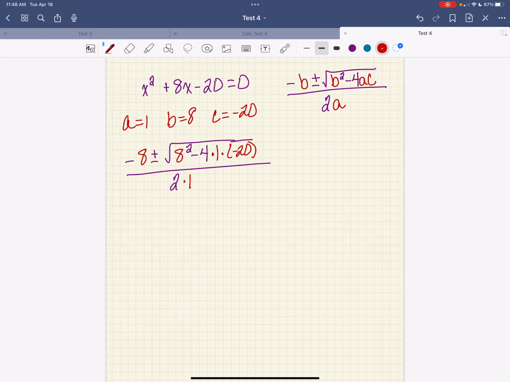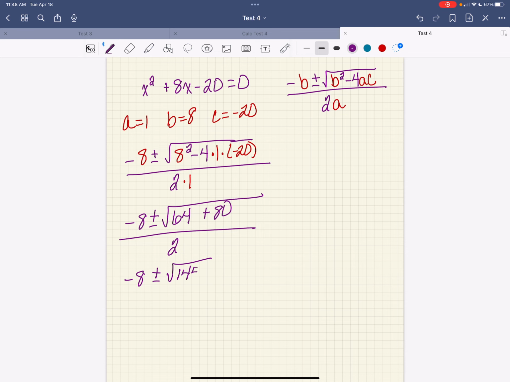So I'm going to end up with negative 8 plus or minus the square root. 8 squared is 64. What is negative 4 times 1 times negative 20? Positive 80. Then here, I end up with 2 in the denominator. 64 plus 80 is what?